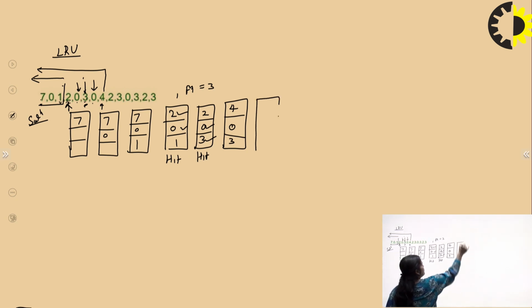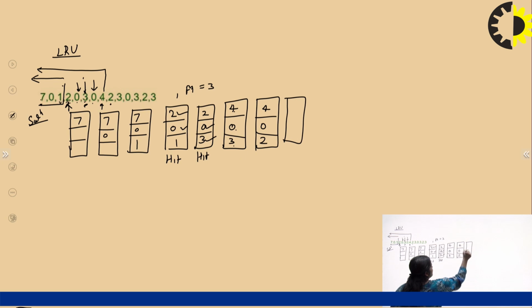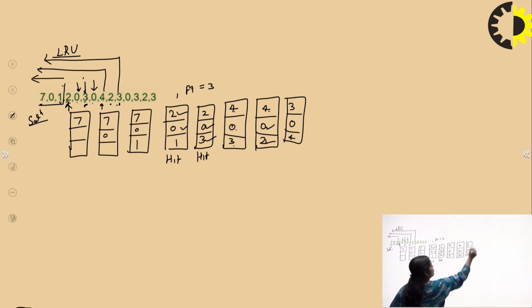Next there is a 2. Now 2 is the pointer, 4 came recently, 0 came, so 3 will be replaced by 2: 2, 0 and 4. Next is the 3. This particular 3 is not in the page frame, so there is no hit. From the pointer here, 2 comes, next 0, so 4 will be replaced by 3: 3, 0 and 2.